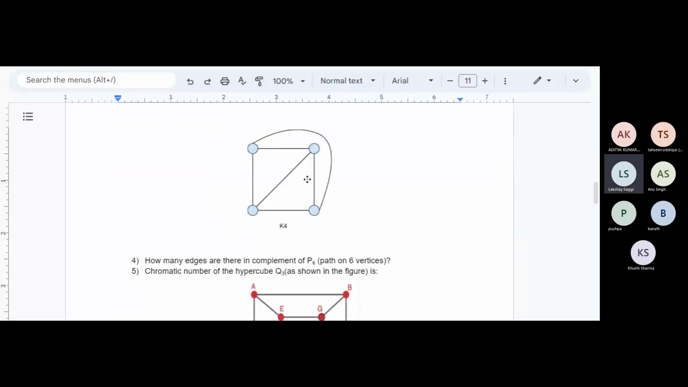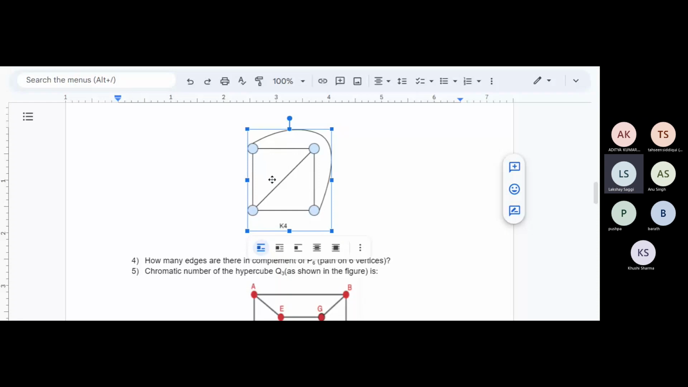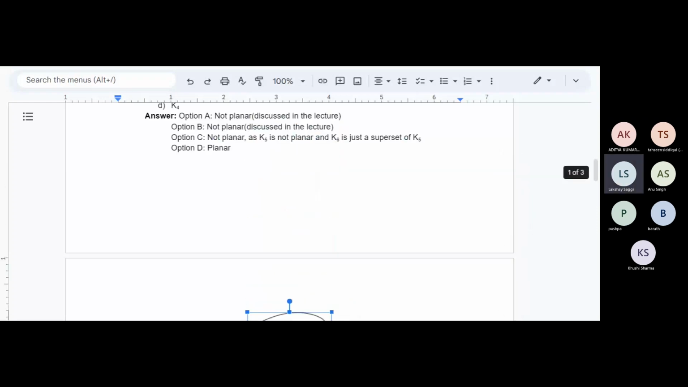So this is the K4 graph, right, guys? This highlighted graph is K4. You can see that there are 4 vertices and there is an edge between every possible pair. And you can see this is a planar embedding for K4. There are 6 edges in K4. These are the 6 edges, and all the edges lie in the plane itself and are non-intersecting. So K4 is planar.